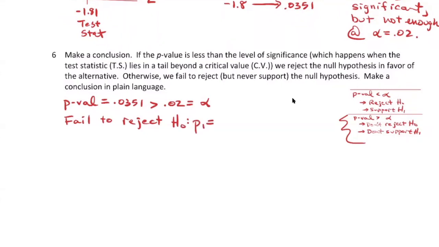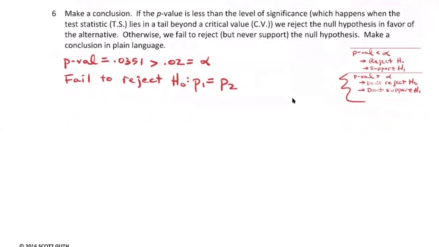That does not mean we support it. You can't support something that you haven't proven. We do not know that the population proportions are equal. We just failed to disprove it. And we don't want to act like we know something after this. So fail to reject the null hypothesis, and that means don't support the alternative, H1, which had said that P1 is less than P2. So these data do not support that claim.